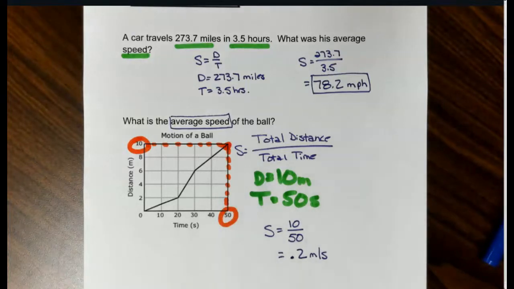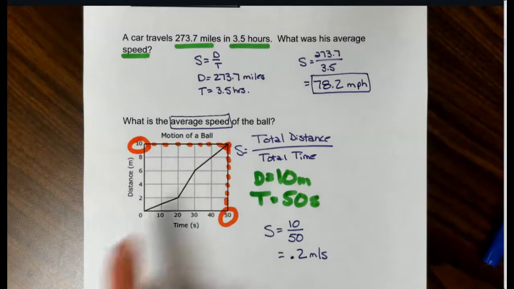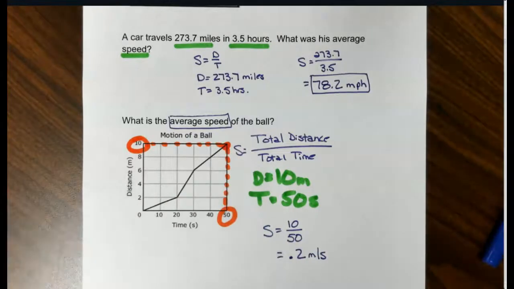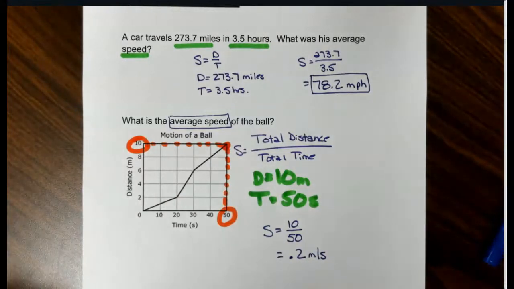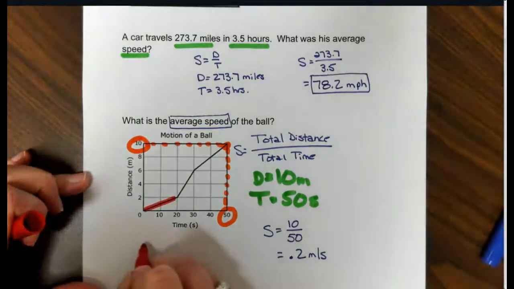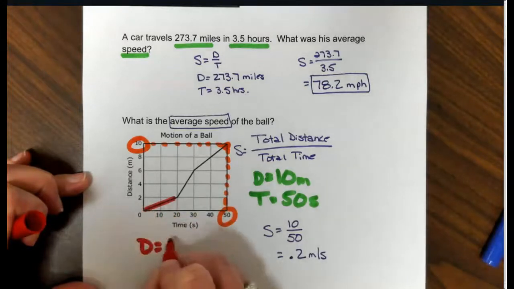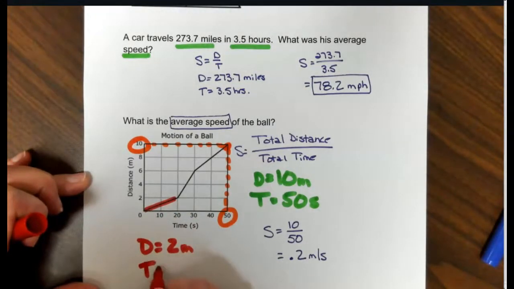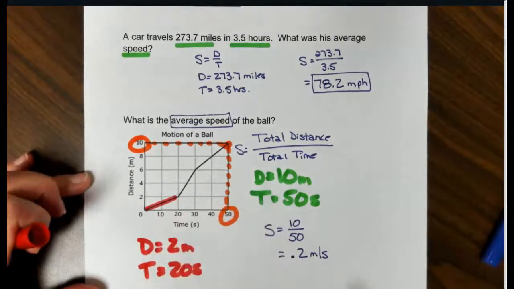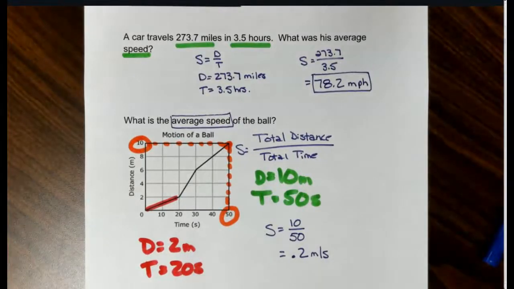If you struggle on a graph, always go back to what is it asking for. In this case, it's asking for the average speed for the entire trip. I find the final point. It could have asked me what is the speed of the ball between time 0 and time 20. If that were the case, I would only be looking at this segment of the line. If I was only looking at that segment of the line, for that one, my distance would only be 2, and my time would be 20. So you would solve for just that segment, okay? So always be careful that you know what the question is asking.